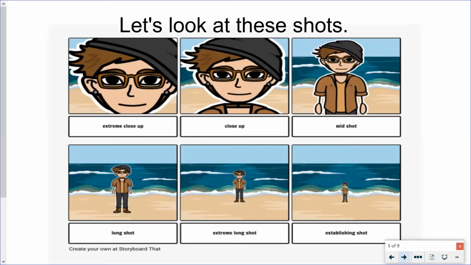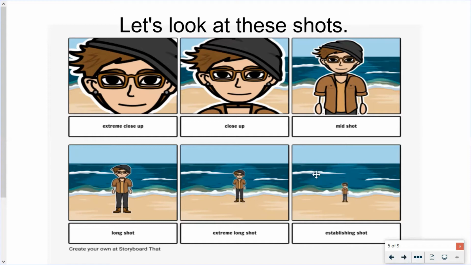Now, I would like you to have a look at these shots in your screen. Can you spot the difference between them? You can pause the video and discuss. Are you able to do that? Fantastic. Now, I'm going to tell you the names of these different shots.